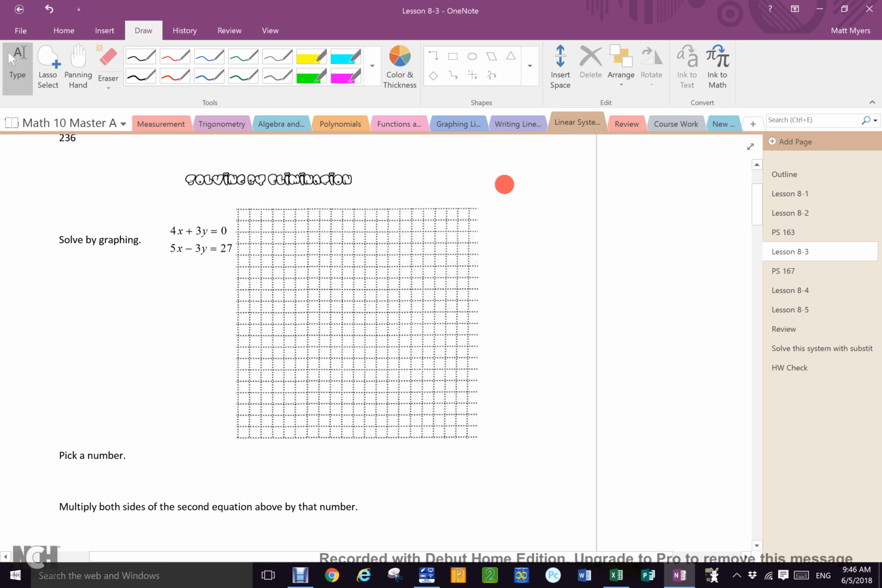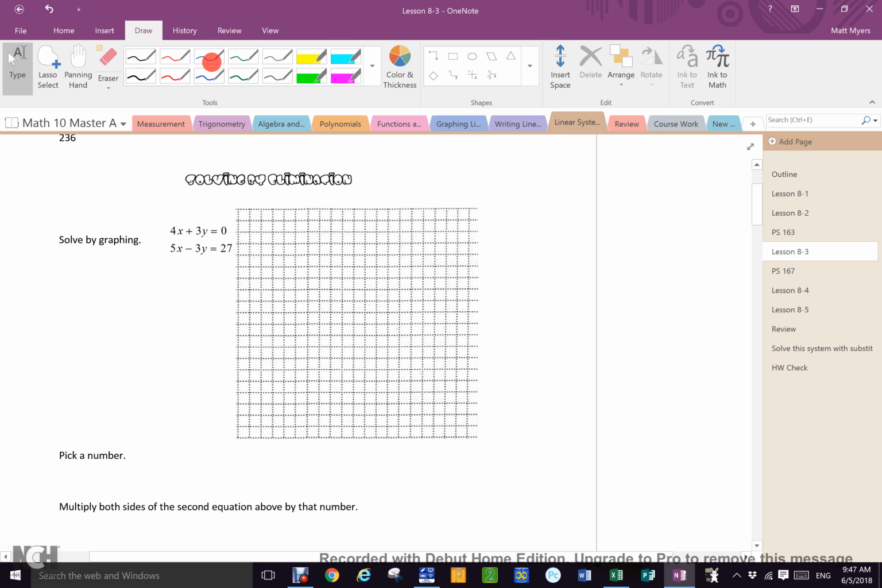Graphing is limited, whereas substitution always works. I'm going to teach you a third way that a bunch of you are going to say is way easier. I wish you taught us that first. That's fine. First thing we are going to do is remind ourselves how to solve a system by graphing.